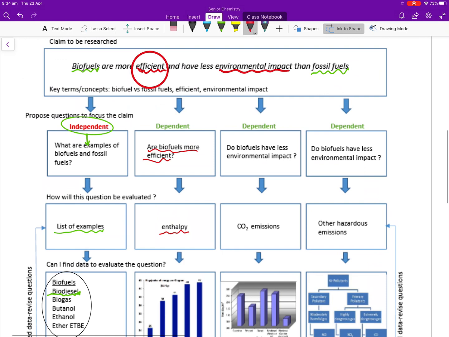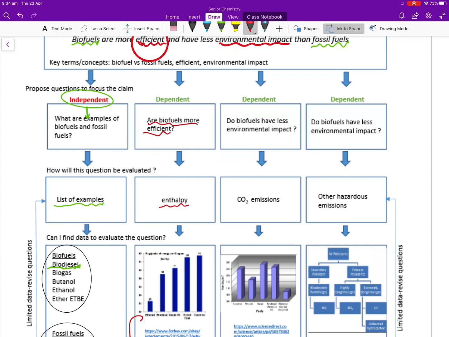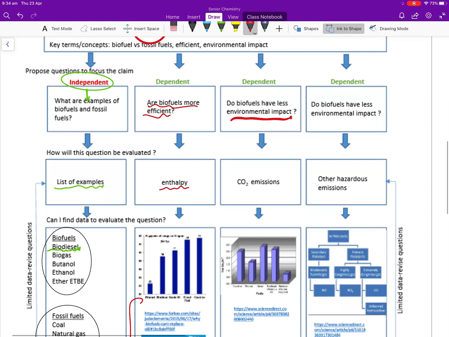Okay, so our second part of this, where we were working out how we're going to assess it, is environmental impact. Again, environmental impact is a very general statement and it could mean all sorts of different things. So the question that we're really asking here is, do biofuels have more or less environmental impact? So I did a little bit of looking, and from my background knowledge, I knew that CO2 emissions are bad for the environment, they impact the environment. So that's something that I should be able to assess environmental impact on.